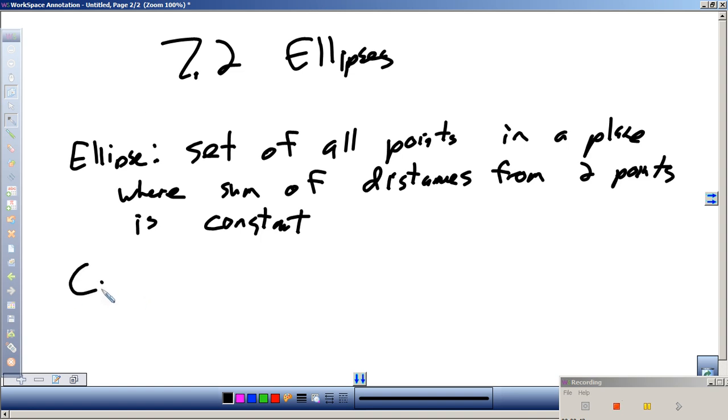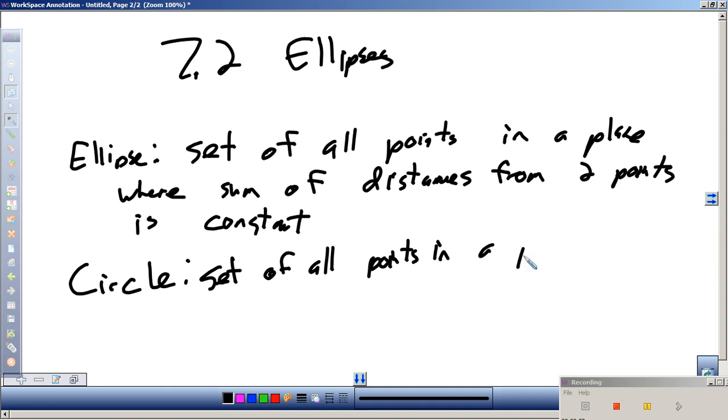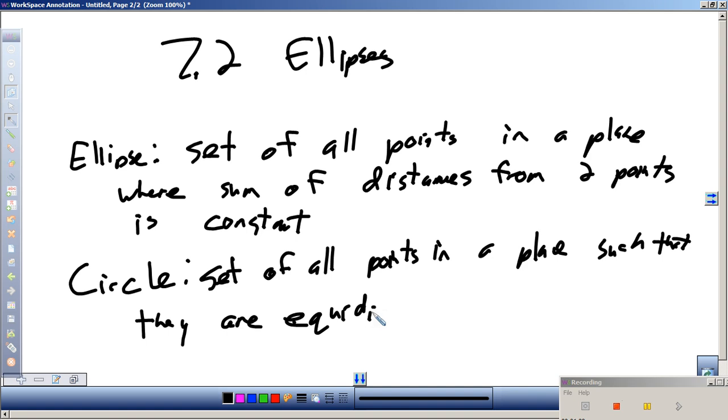So I'm going to do a circle up here. Since a circle is basically what you get if you collapse the two points into a single point. A circle is the set of all points in a plane such that they are equidistant from a single point.